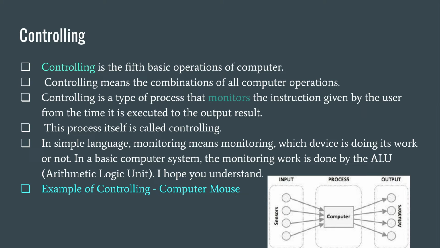monitoring means monitoring which device is doing its work or not. In a basic computer system, the monitoring work is done by the ALU, Arithmetic Logic Unit. I hope you understand this tutorial. Example of controlling. Example of controlling is computer mouse.